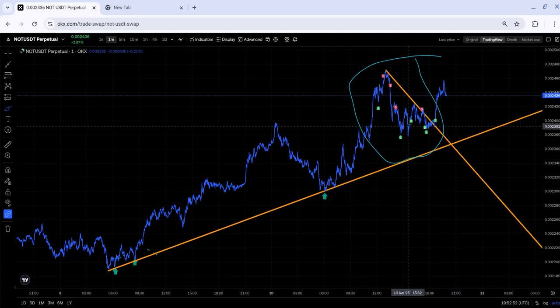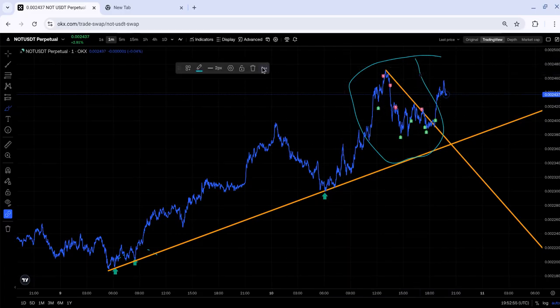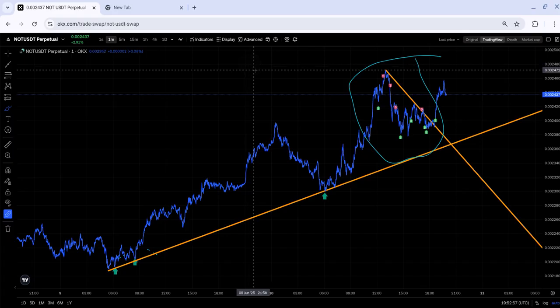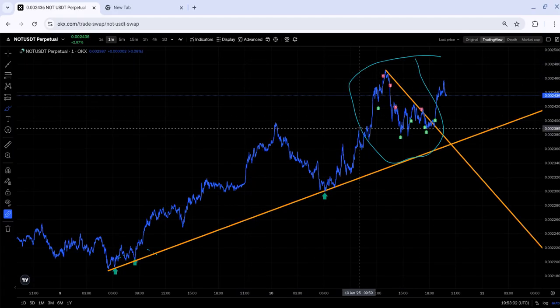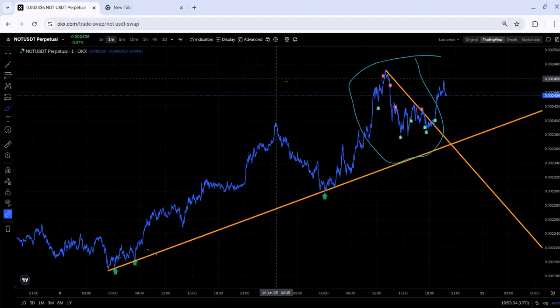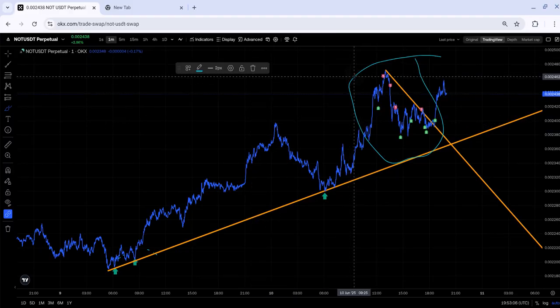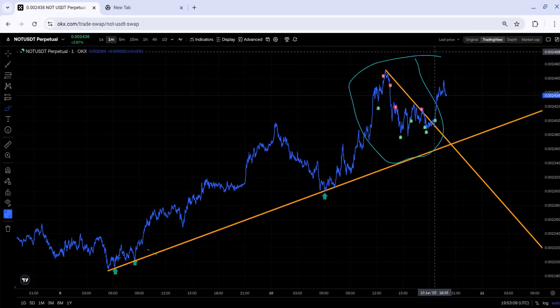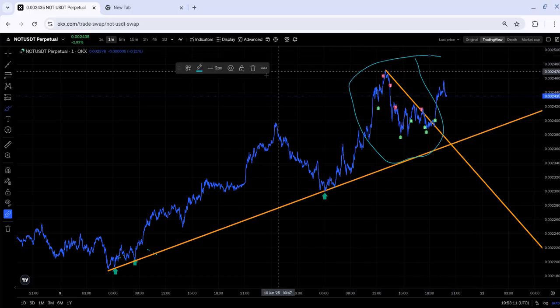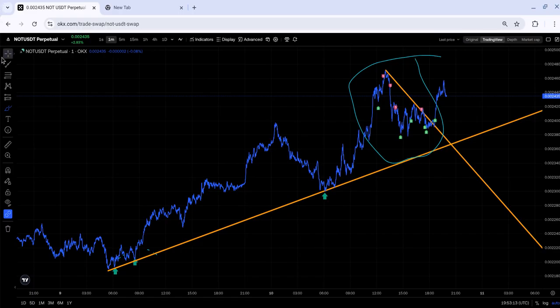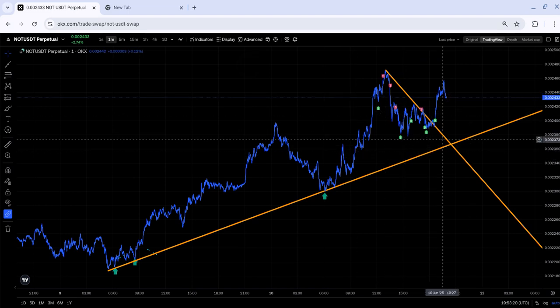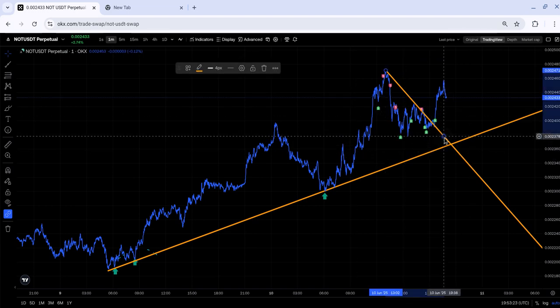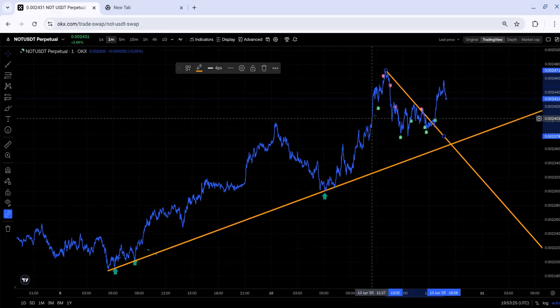So this is where I took some trades here. I was in New York session, I took some trades, and you can see where there are signs where I closed the position. I can remove this one anyway.